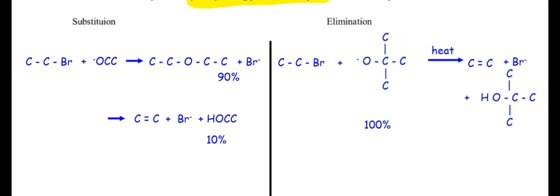So here is my elimination. Notice that this is bigger and bulkier. I made it a tertiary nucleophile for that respect. So you're only going to get an E2. So you're only going to get the double bond, the bromide, and then here's your nucleophile with the H plus with it, okay? So that would be primary.